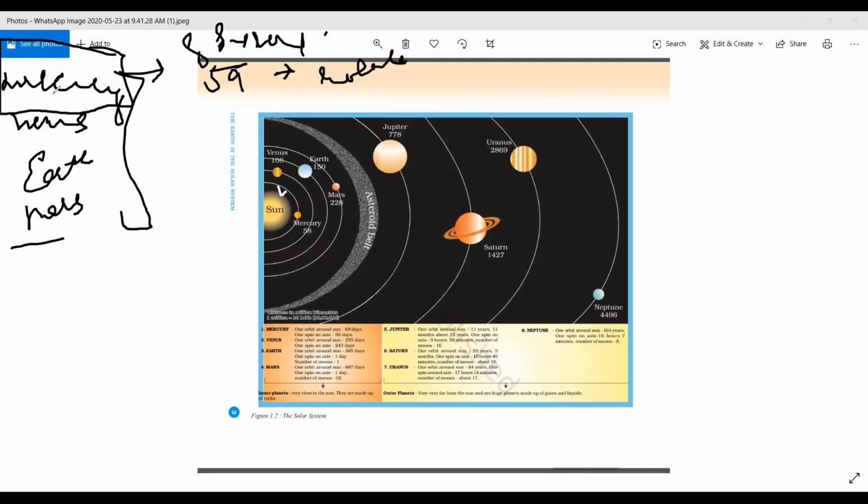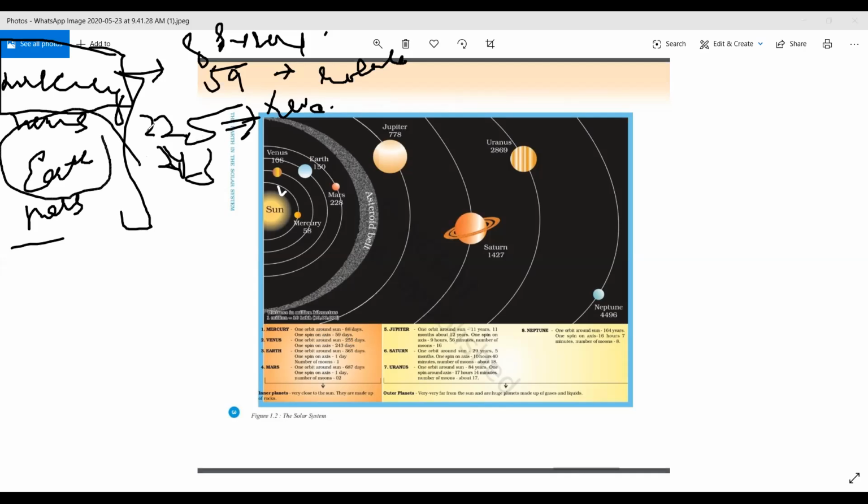Venus. How many days does Venus take? Venus takes 225 days for its revolution, and 243 days for its rotation.